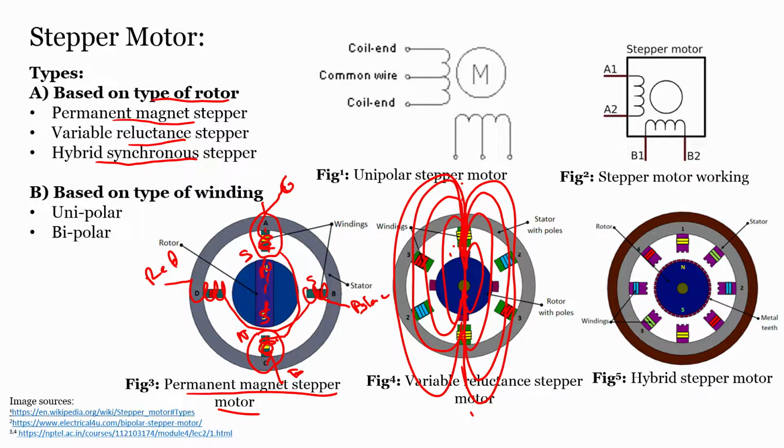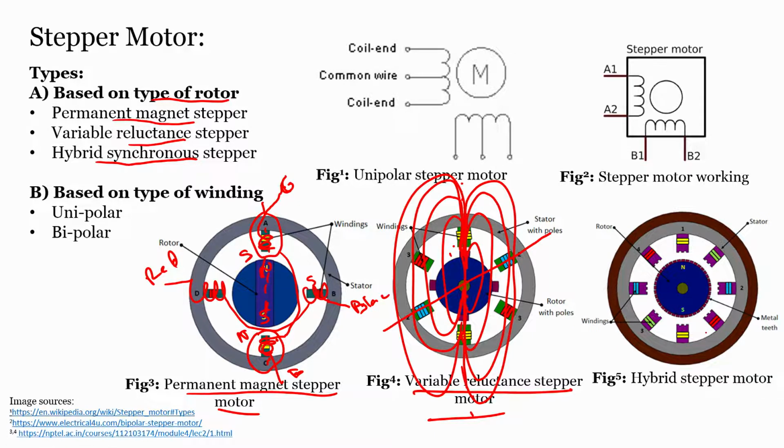Now, if I switch the current flowing through it, the magnetic field will be generated in this axis, and the shaft will rotate again. This is how a variable reluctance stepper motor works.